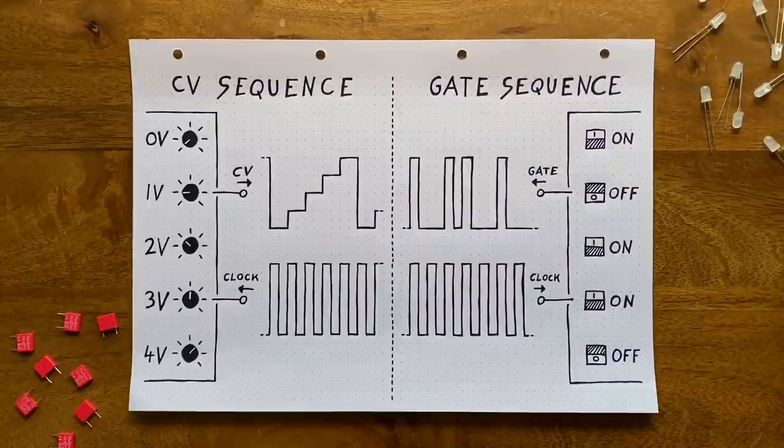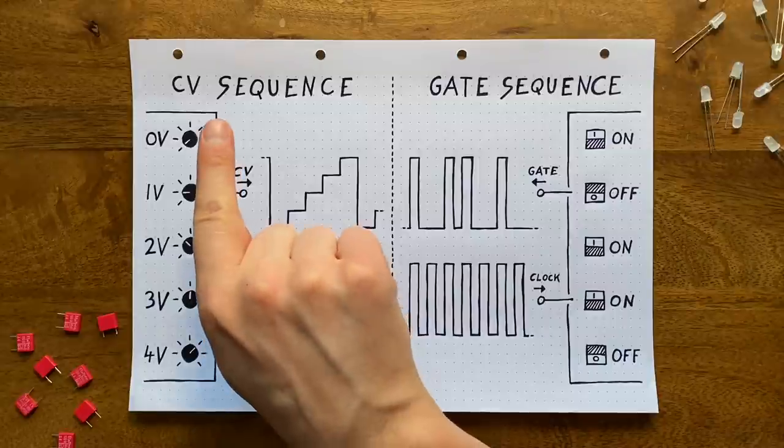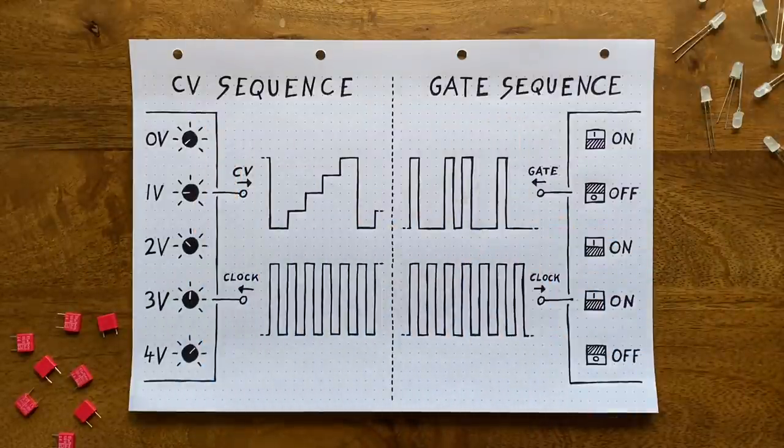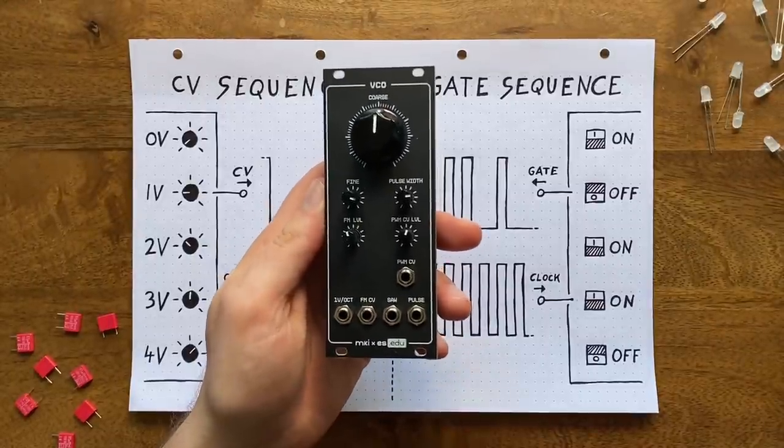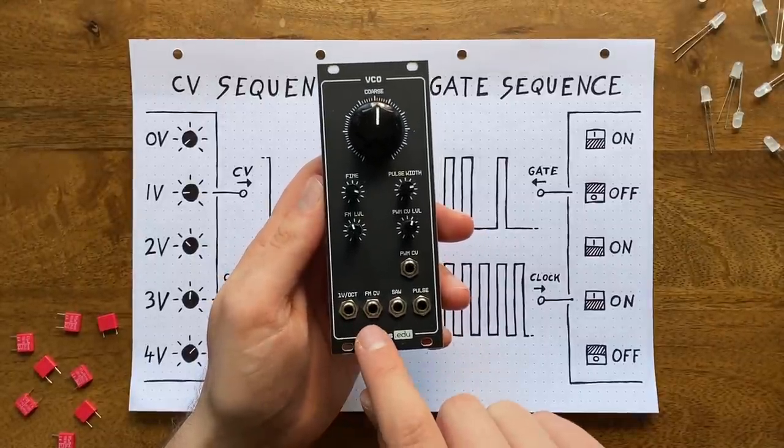Before we dive into the circuit's design though, let's first make sure we understand what a step sequencer actually does. For that, we'll have to separate two types of sequences, CV and gate. CV, if you don't know, stands for control voltage. A control voltage is a voltage that is used to control some parameter on a synthesizer module. An oscillator, for example, usually has multiple control voltage inputs.